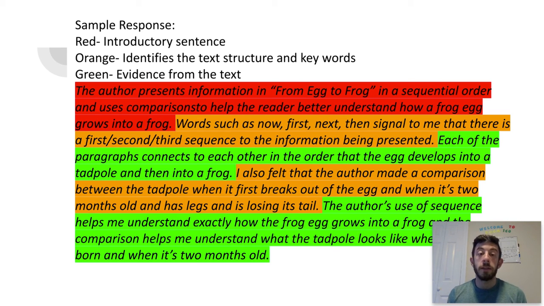Each of the paragraphs connects to each other in the order that the egg develops into a tadpole and then into a frog. I also felt that the author made a comparison between the tadpole when it first breaks out of the egg and when it's 2 months old and has legs and it's losing its tail. The author's use of sequence helps me understand how the frog egg grows into a frog, and the comparison helps me understand what the tadpole looks like when it's born and when it's 2 months old. So this is a sample response that shows what different text structures the author uses.